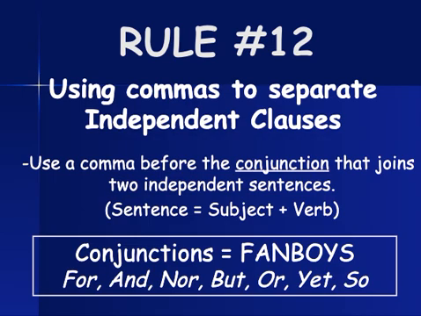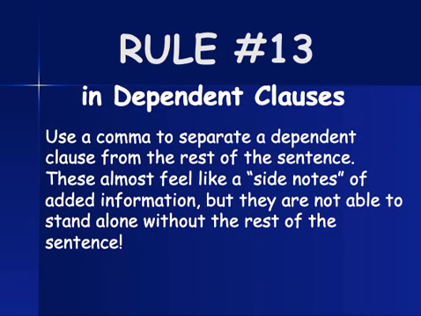The most common conjunctions are for, and, nor, but, or, yet, and so. Those are often referred to as fanboys. I didn't make it up, but it's just what those conjunctions are called. It's kind of like an acronym to help you remember the 7 most common conjunctions in the English language. When you have a conjunction joining 2 independent clauses, you have to put a comma ahead of the conjunction. Okay? Now that rule is very simple, and we'll look at that in just a minute.